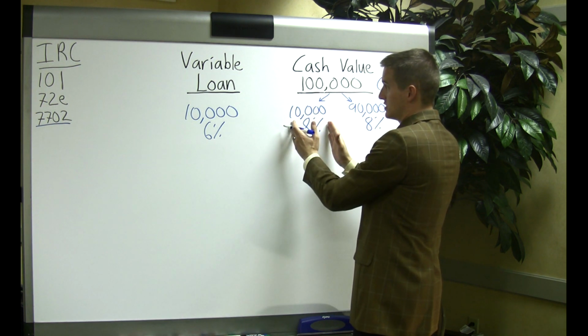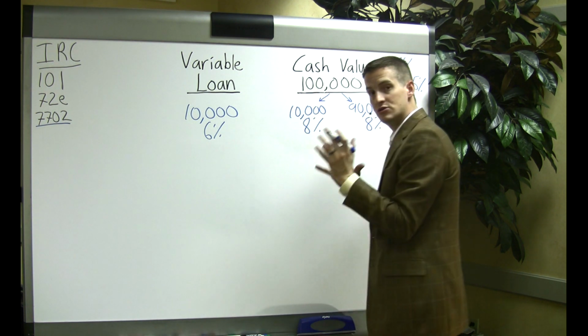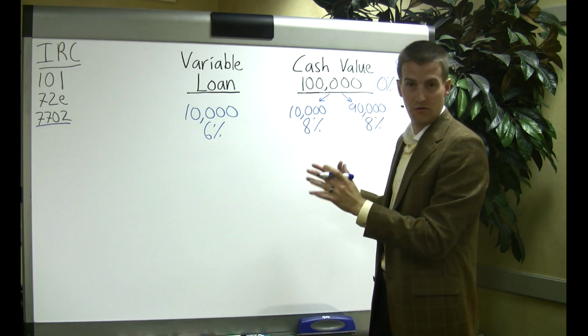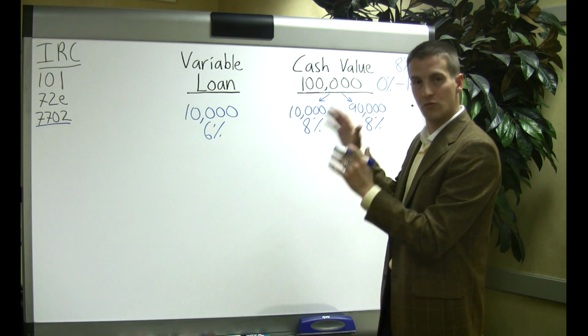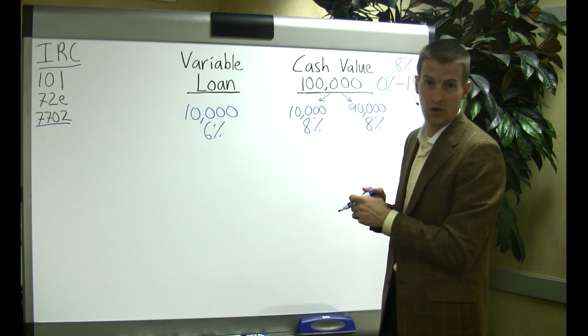Then this $10,000 of your cash value earns 6, so it's a wash. That's the traditional loan or the fixed loan. That's the conservative approach. The variable loan might be a little bit more aggressive, but it can be a huge advantage for you cash flow-wise.